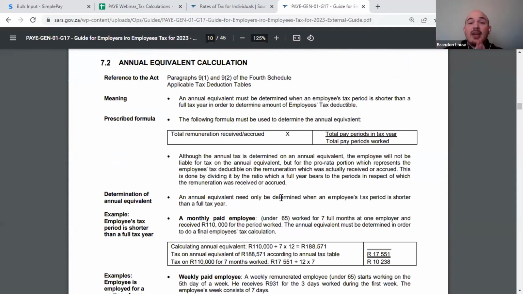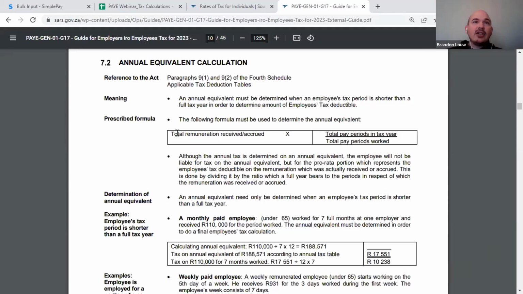Okay, so just to summarize how this method works, the first step is that we are going to calculate an annual equivalent for an employee. Once we've calculated an annual equivalent for the employee, using this formula over here, we're then going to determine the annual tax that would be payable on that annual equivalent. And then once we have the tax on that annual equivalent, we're then going to de-annualize that to determine what is the PAYE that they should have paid so far in the tax year.